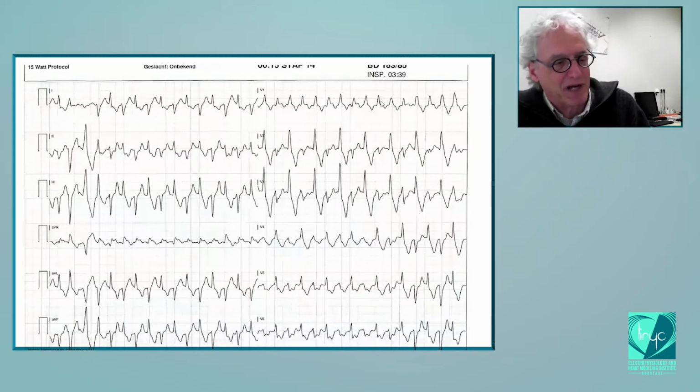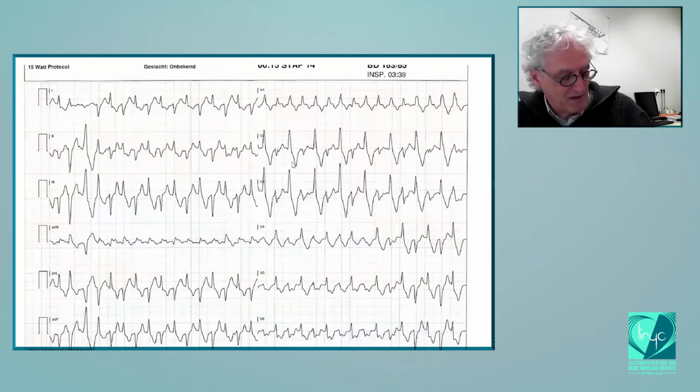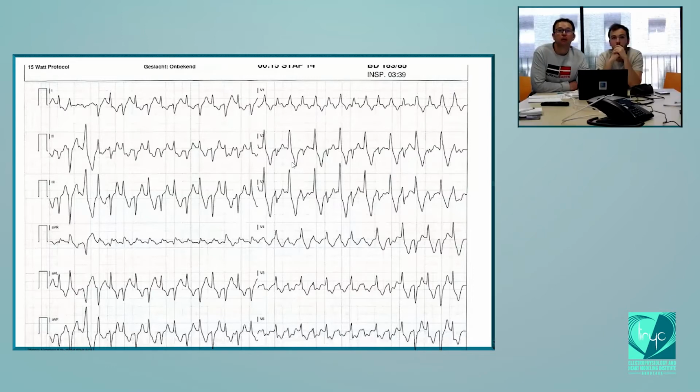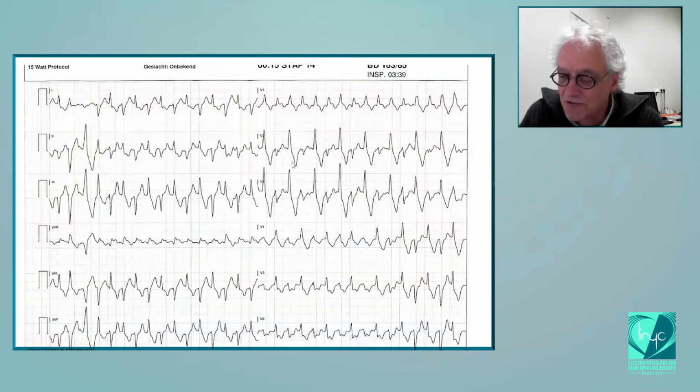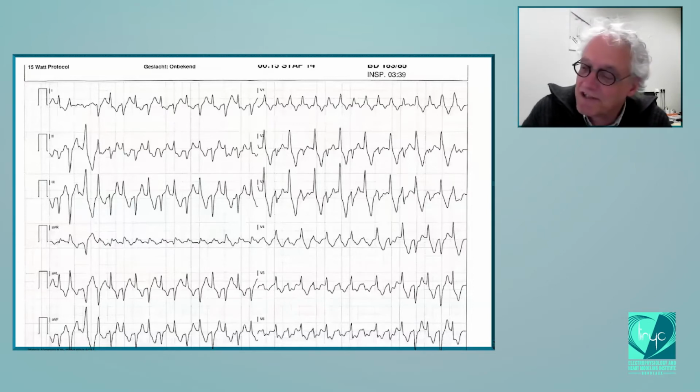And of course, you can imagine that this is potentially very dangerous because the heart will not pump out enough blood. And these particular tachycardias are related to genetic abnormalities in the ryanodine receptor. And this is what the paper is about. So I'll stop sharing my screen and I'll give you the word back.